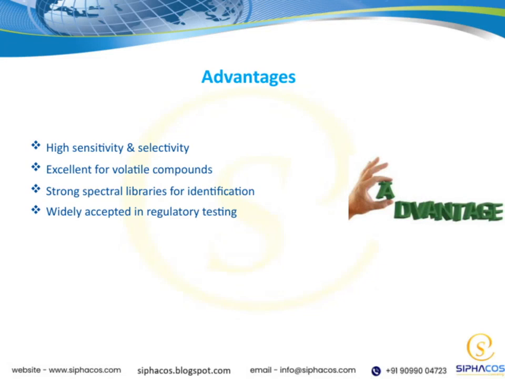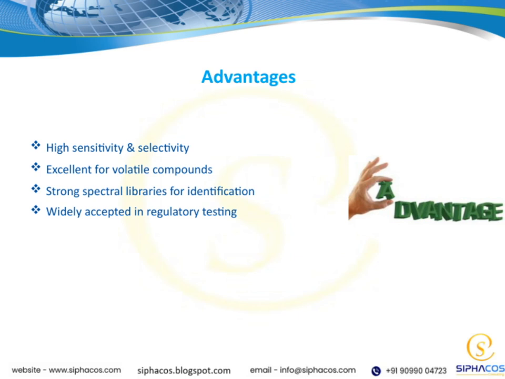Now, let's talk about some of the key advantages of this analytical technique. First, it offers high sensitivity and selectivity, meaning it can detect even very small amounts of compounds with great precision. This is especially important when we're working with complex samples or trace levels. It's also excellent for analyzing volatile compounds, which tend to evaporate easily, making this method particularly useful for flavor, fragrance, or environmental testing.